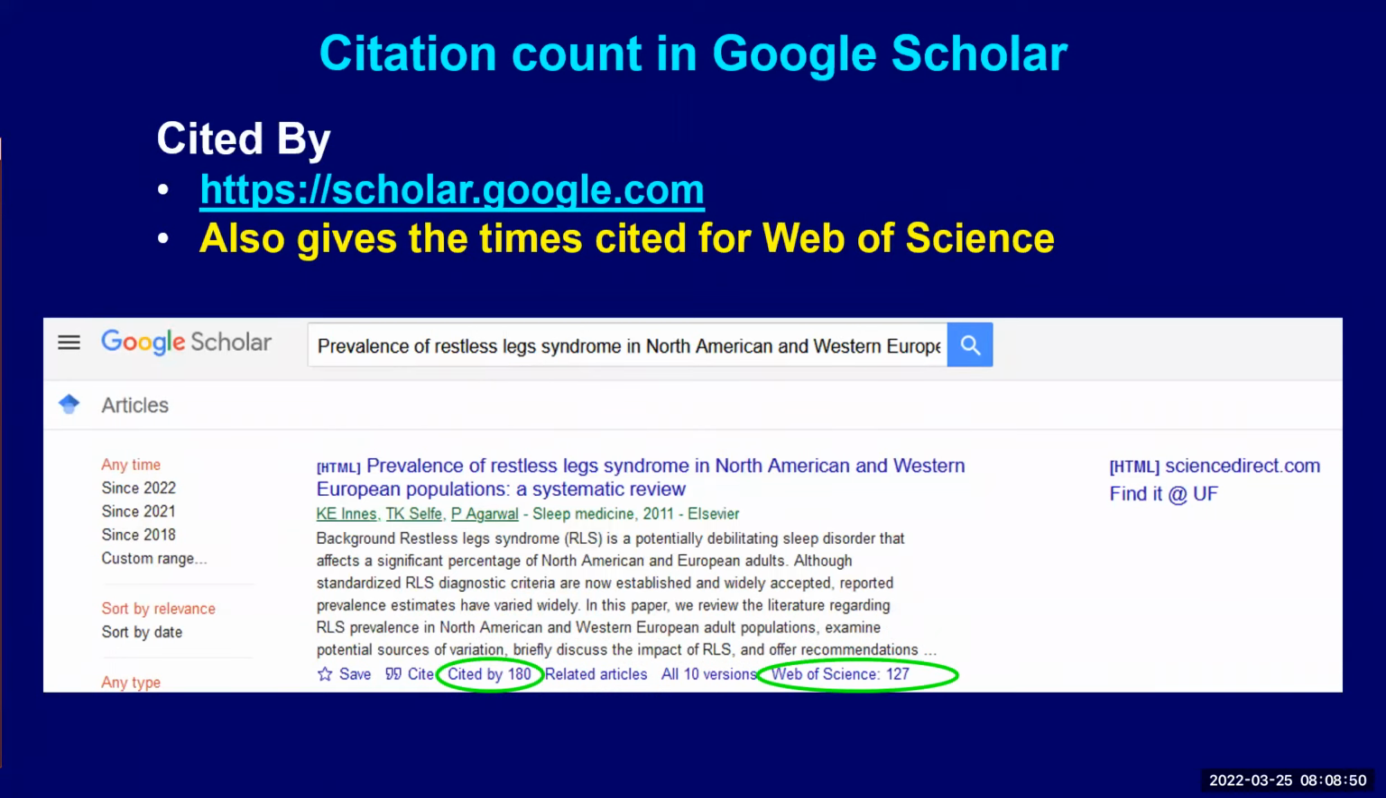In Google Scholar, they call the citation count cited by, and again, same article. This was cited by 180 other articles in Google Scholar. And if your institution doesn't subscribe to Web of Science, you can use Google Scholar to find the Web of Science count. You can see they provide that as well. And it was 127, which is what we saw when we actually looked it up in Web of Science.